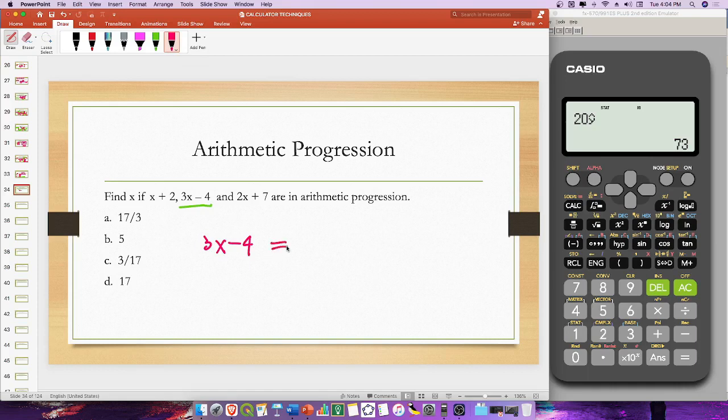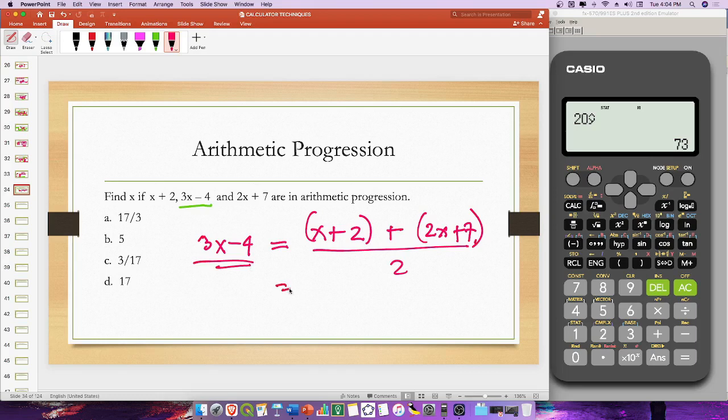3x minus 4, that's your arithmetic mean. That is equal to, if you are going to add the first term and the third term, and divide that by 2. So this is the first term, this is the third term, and if you divide it by 2, it will be equal to your second term. So simplifying it further, x and 2x will become 3x, 2 and 7 will become 9. So this will become 3x plus 9 all over 2. So we have 3x minus 4.